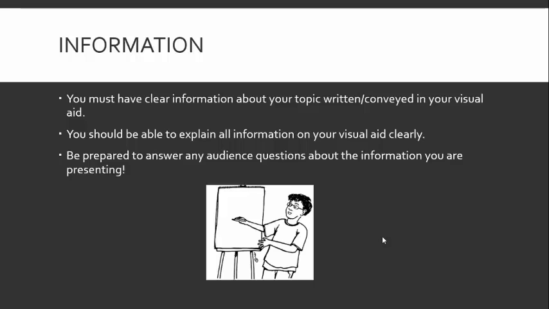You must have clear information about your topic, either written or somehow conveyed in a graph or a picture on your visual aid. You should also be able to explain verbally all the information on your visual aid. Be prepared to answer any questions the class has when you are presenting.